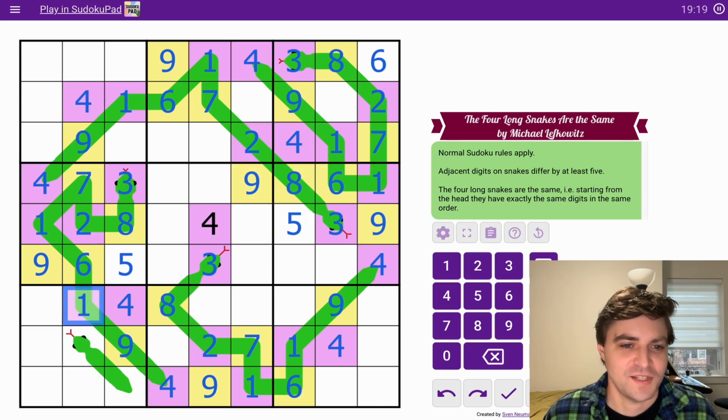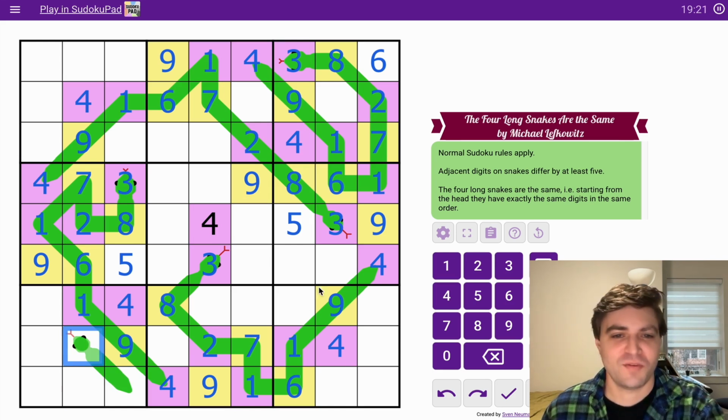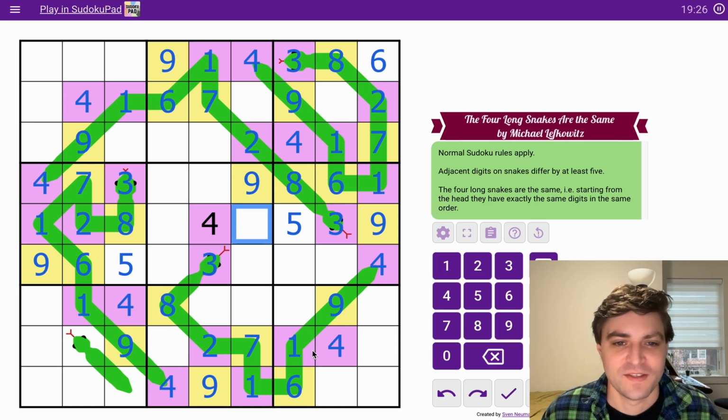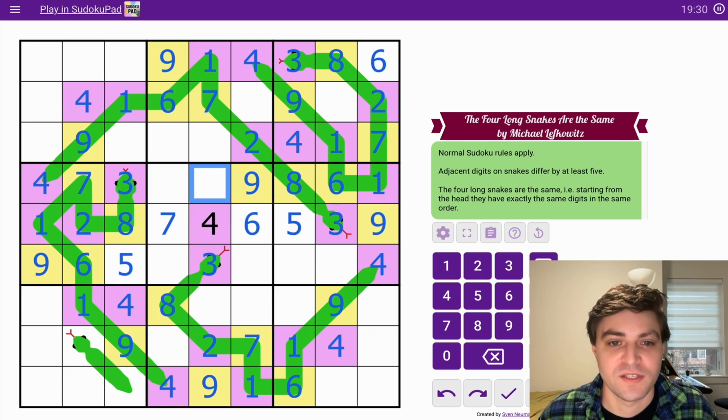I think we still have this one little baby snake, which is adorable and which needs to get filled in, but I think we're not in a bad spot. So, what's missing in this row? It's a 6. What else is missing in this row? It's a 7. That 7 needs to go here.